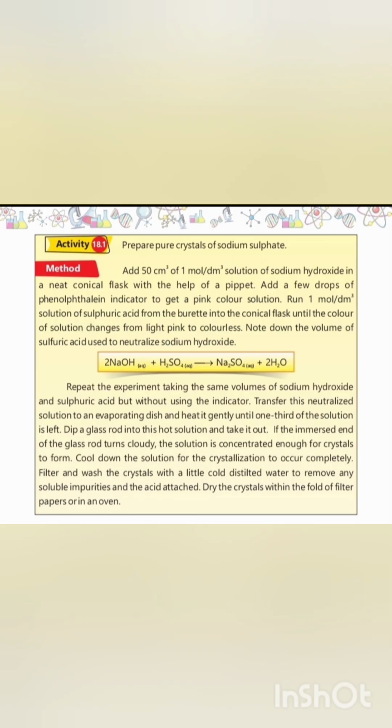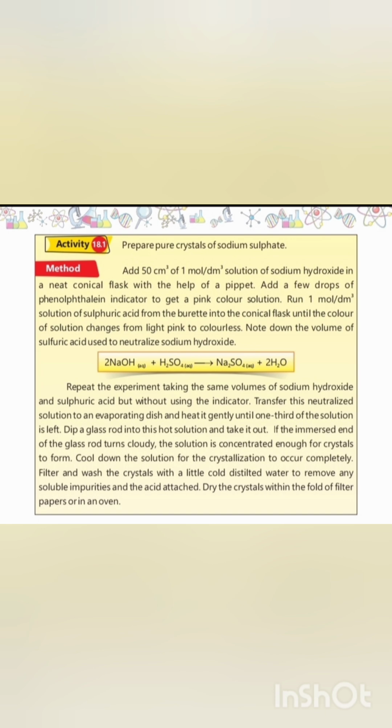Fill the burette with 1 mol/dm³ sulfuric acid. Slowly run the acid from the burette into the conical flask while swirling continuously until the solution changes sharply from light pink to completely colorless. Record the exact volume of sulfuric acid used from the burette. This tells you exactly how much is needed to perfectly neutralize 50 cm³ of your base.